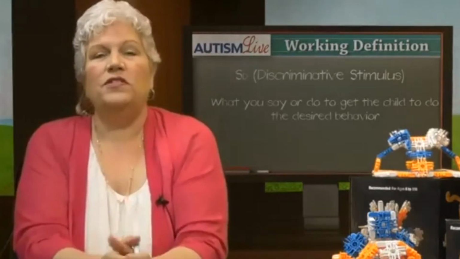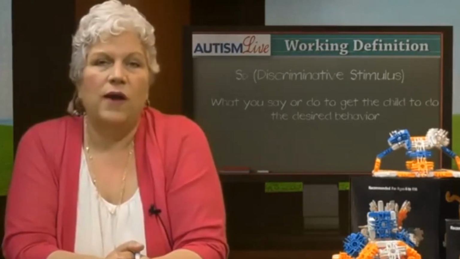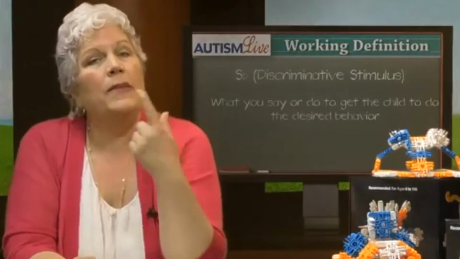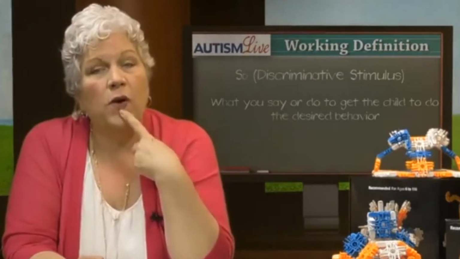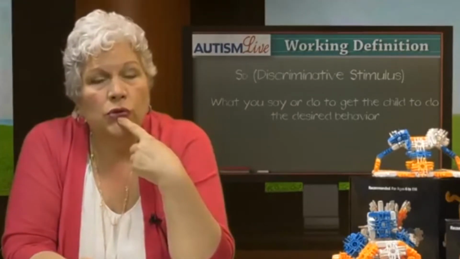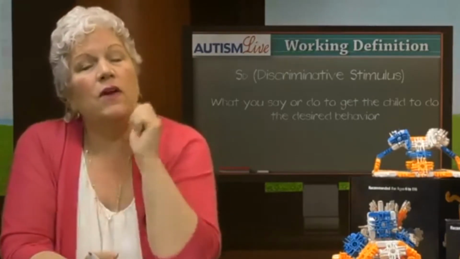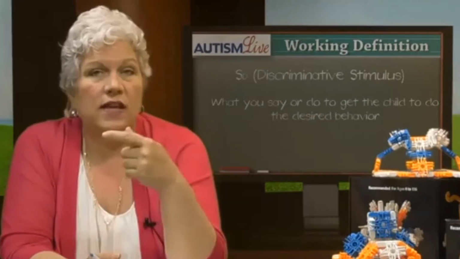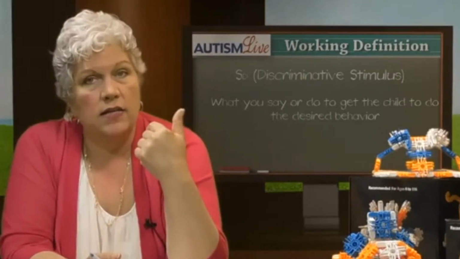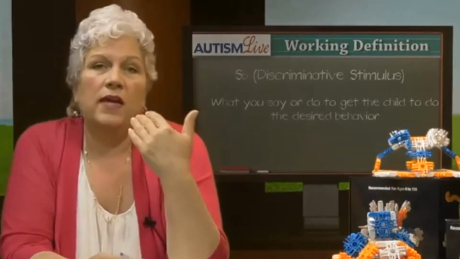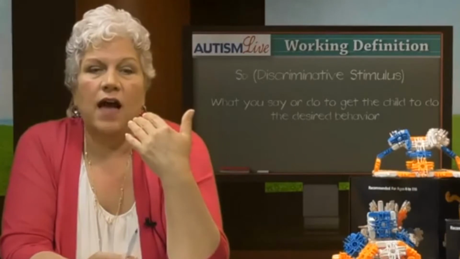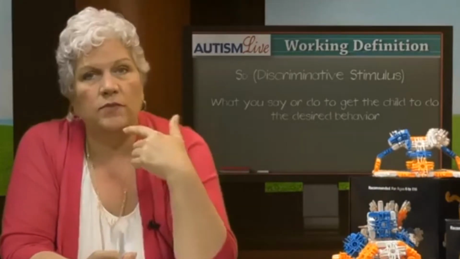So it may be that I've got a little girl that I'm trying to teach to say Rebecca, right? And the first thing that I'm going to do is teach her to do the R sound. So my SD might be me pointing to my own lips and going R. That could be the SD. Or it could be me holding up a card that has the letter R on it. It could be that I point to her lips.